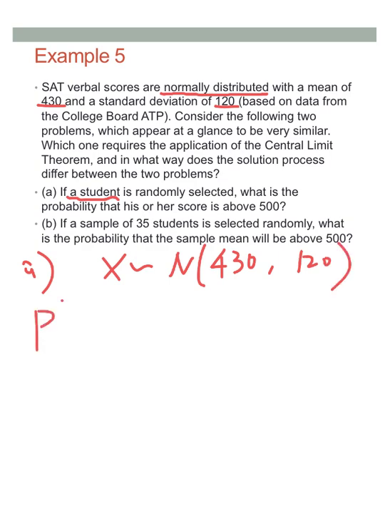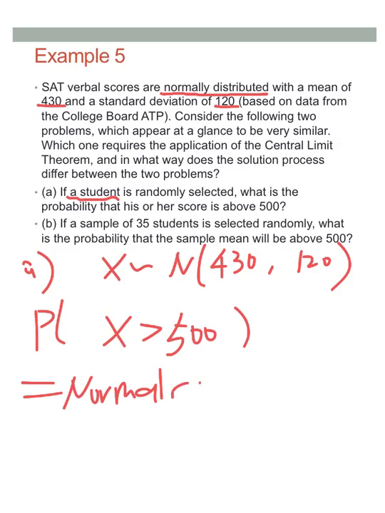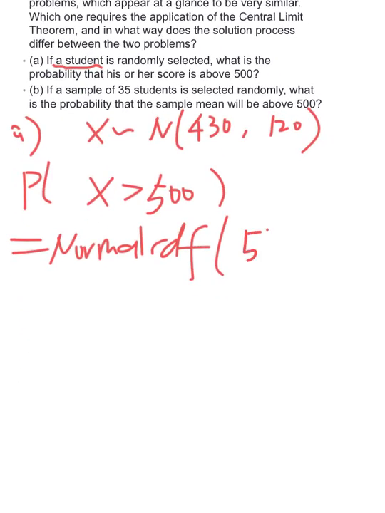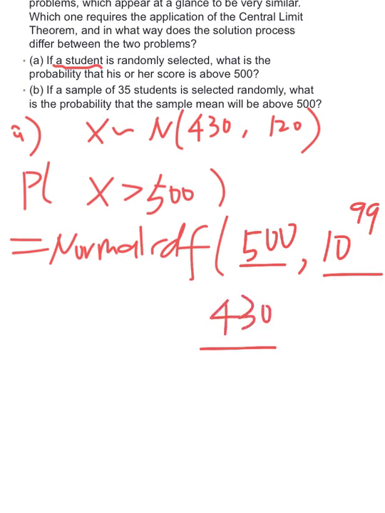For A, we are looking for the probability for only one student. With one student, we don't need to find a mean, because the mean for this one student is still equal to the original score for this one student, right? So for this one student, verbal score above 500. So it's a normal CDF. Minimum 500. Maximum, we don't have an upper bound, so we use 10 to the 99 as our upper bound. For the mean, that is our population mean. For the standard deviation, our population standard deviation.